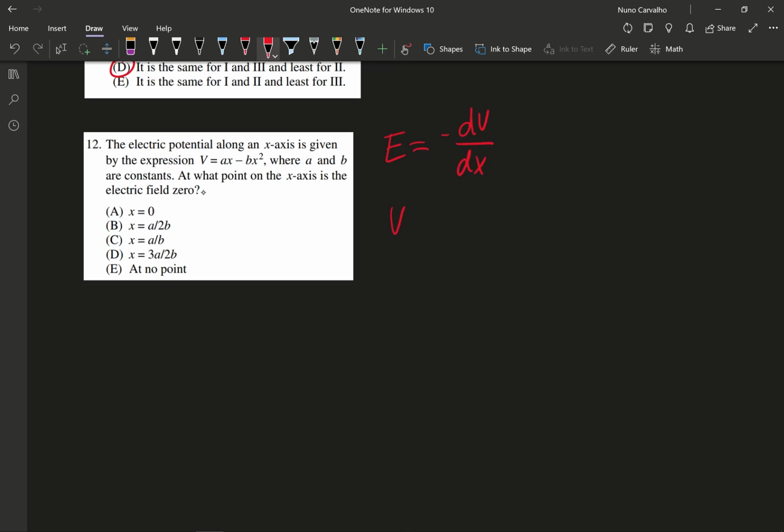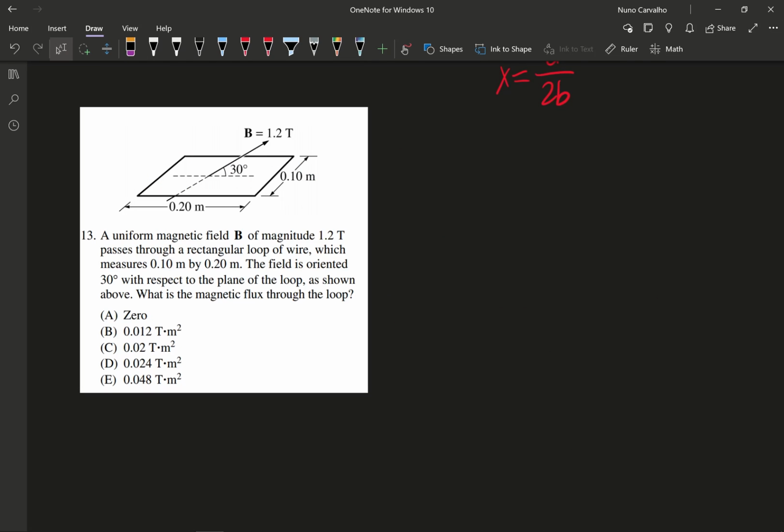And so if voltage here is going to be ax minus bx squared, taking the derivative of voltage is going to give us just a minus 2bx, and then we just set this equal to 0, and it doesn't really matter that we have the negative there because we're setting it equal to 0, and what you'll get is maybe something that looks like this, and then finally we can get this answer here, a over 2b, so the correct answer is B.